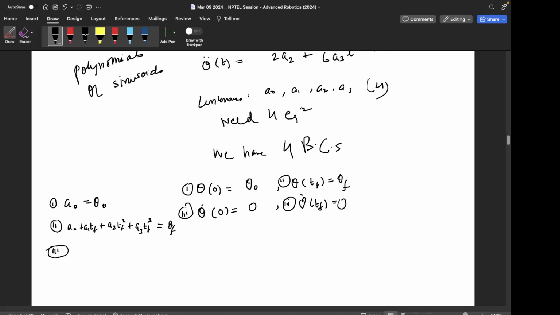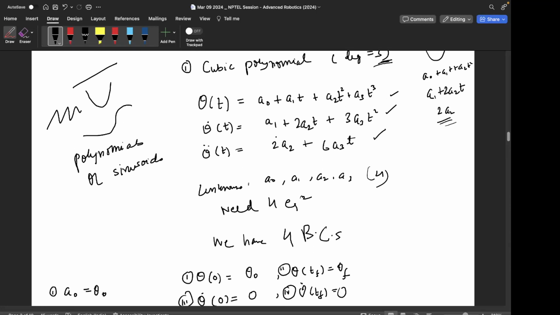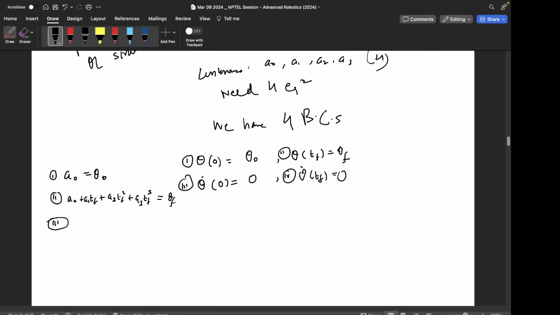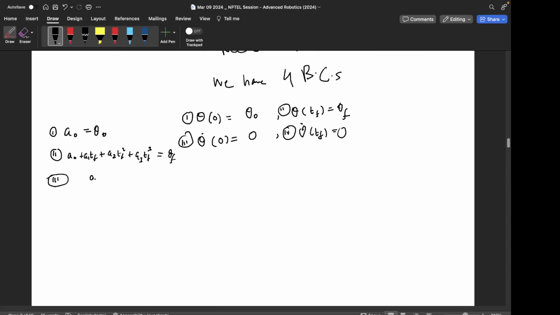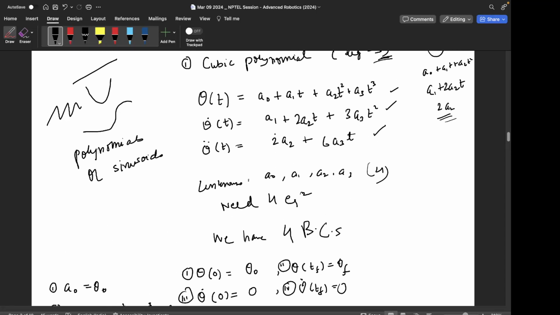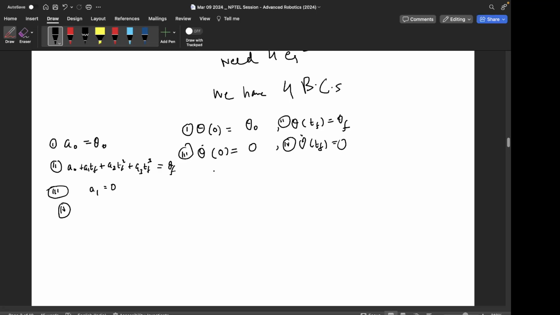The third equation, you need to use the expression for theta dot. First you will put t equal to 0 in this, so it will give you a1 equals 0. And finally you would put tf in it, so it will give you a1 plus 2a2 tf plus 3a3 tf square, and this is also equal to 0, right?